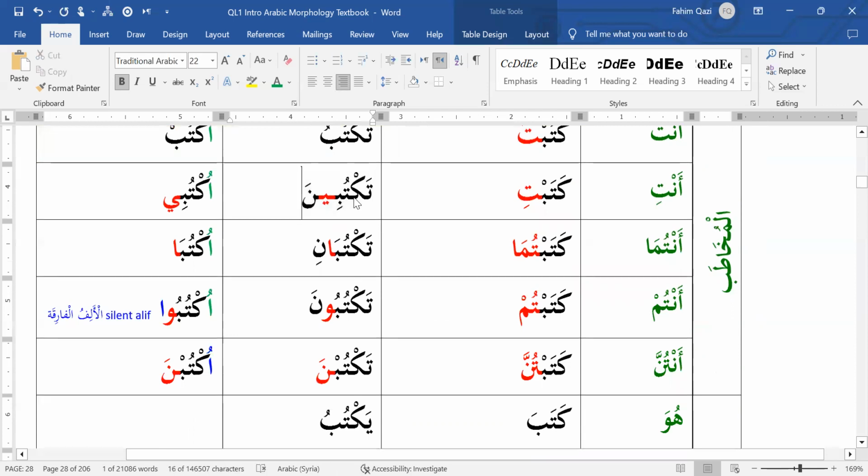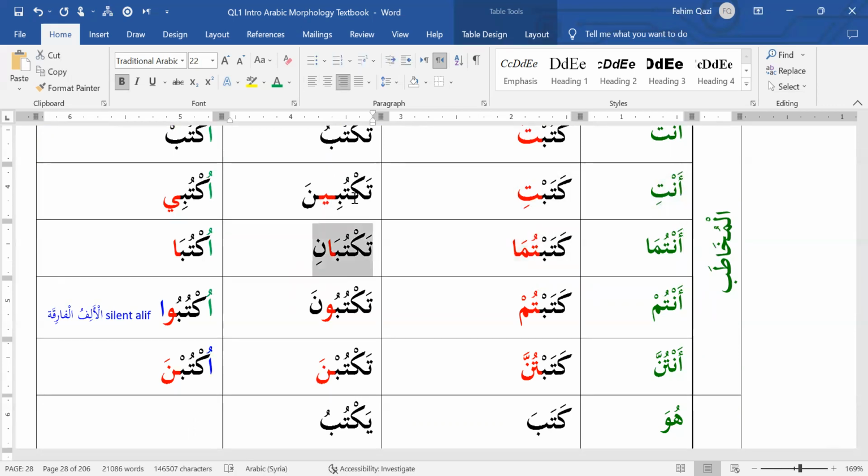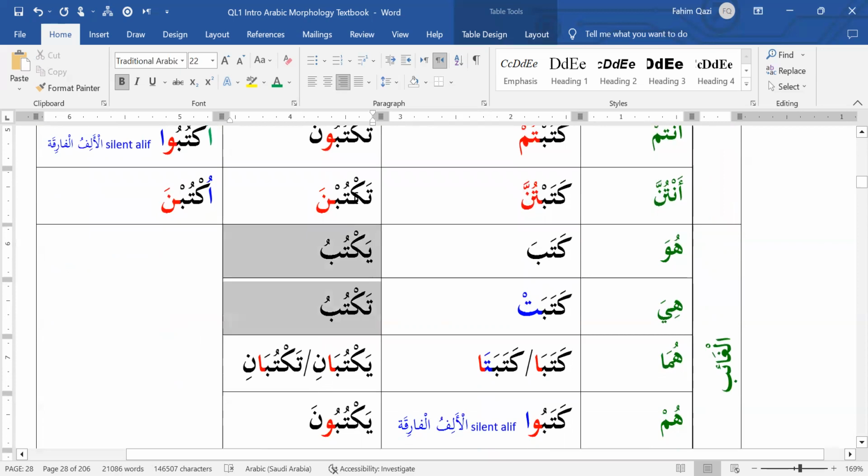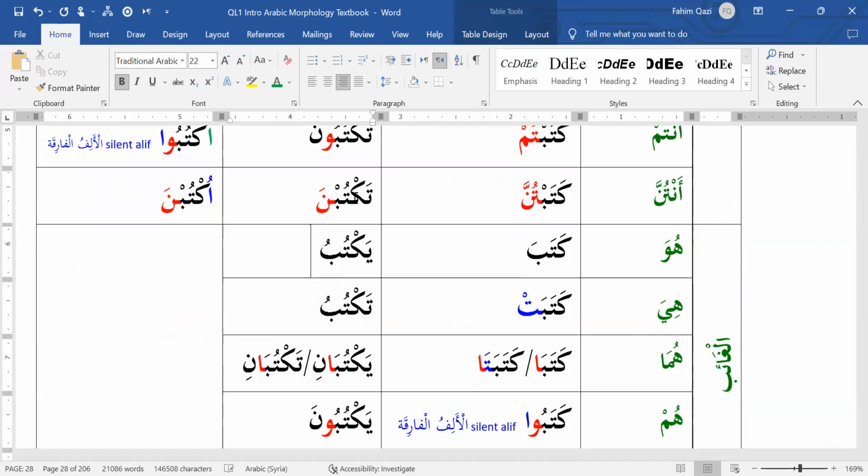You've got the red here again. So the ya literally is the damir al-fa'il, it's the pronoun. It has the same meaning as anti. You've got the alif here, which means huma, and it's literally the damir al-fa'il. And then the waw here means antum. The noon here means antunna. Again, the red is missing, no red. What do we do? We assume it's implicit, it's implied. The fa'il here and here is huwa.